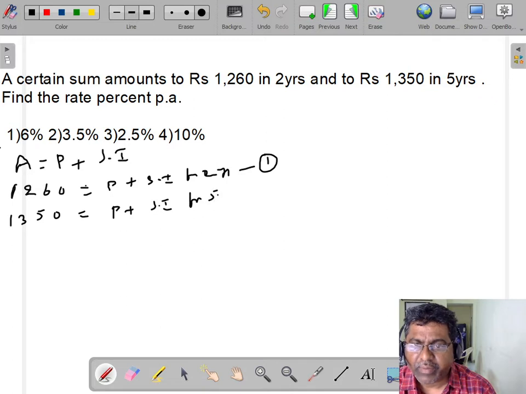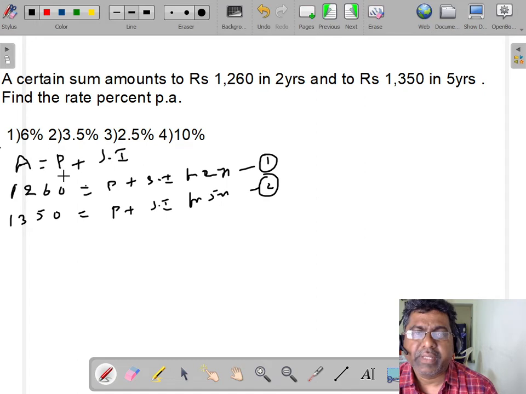SI for 5 years. This is the data he was given. Amount A is equal to P plus SI, the formula. The first amount is 1260, is equal to P plus SI for 2 years. We don't know the principle. Same principle, interest adding for 5 years, we get the amount 1350. From here we have to find out the value of rate %.